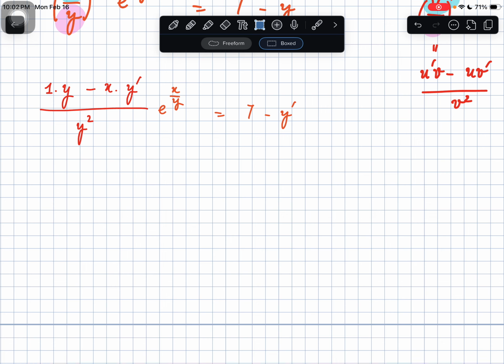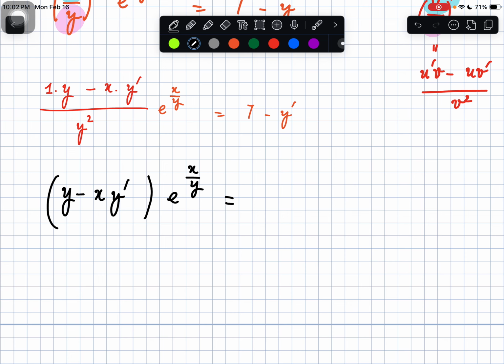Now we have (y minus x y prime) over y squared. You should multiply y squared on both sides. You know that. e to the x over y, equals 7y squared minus y prime y squared.